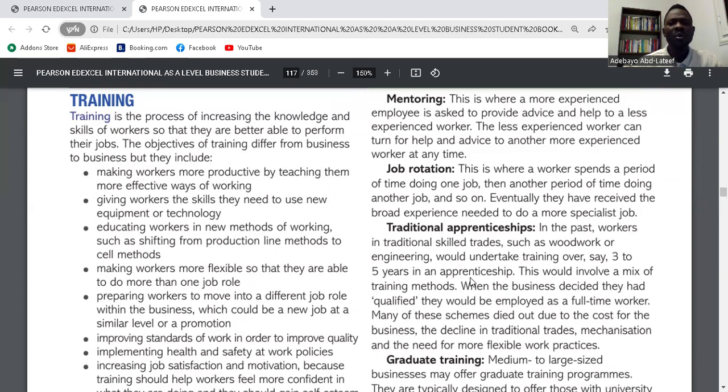Two, giving workers the skills they need to use new equipment or technology. This is maybe through induction. So to know how to use new things, new technology.